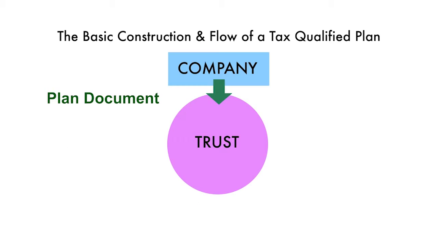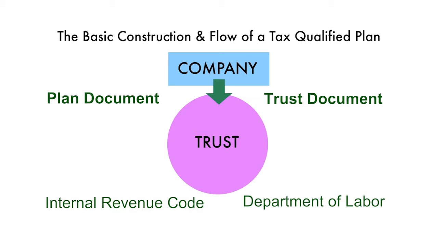The trust is established with a plan document and a trust document that dictates its operation. The documents contain the appropriate language required by the Internal Revenue Code and the Department of Labor. The trust is assigned one or more trustees who govern the plan's operation.